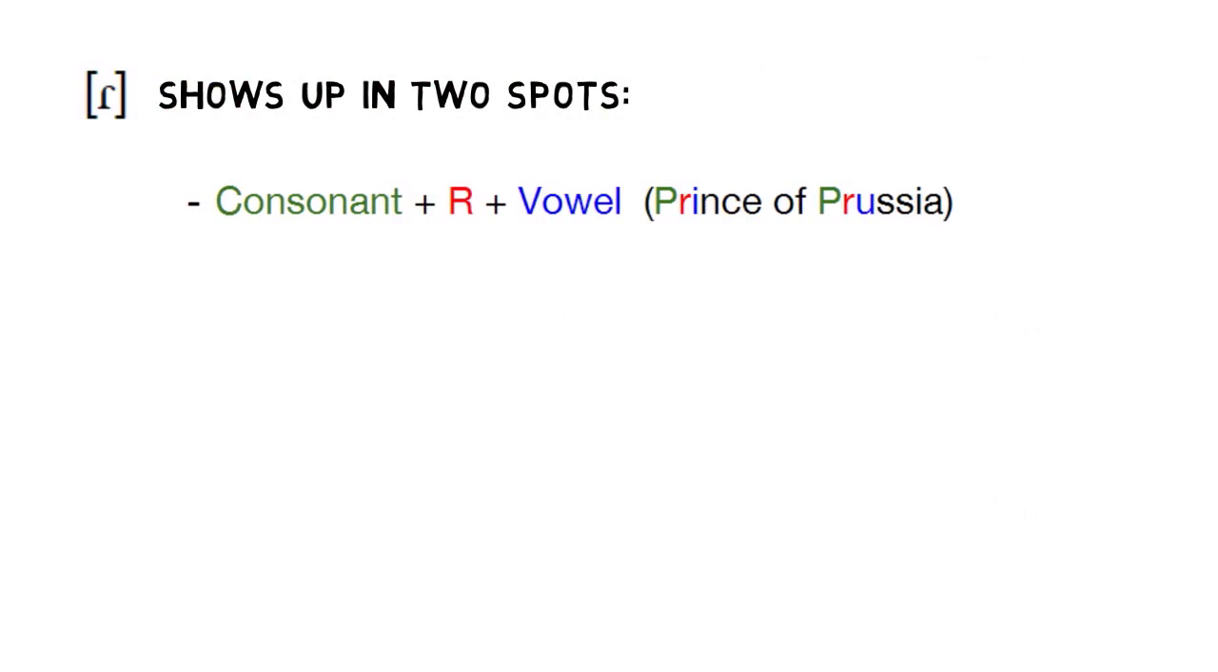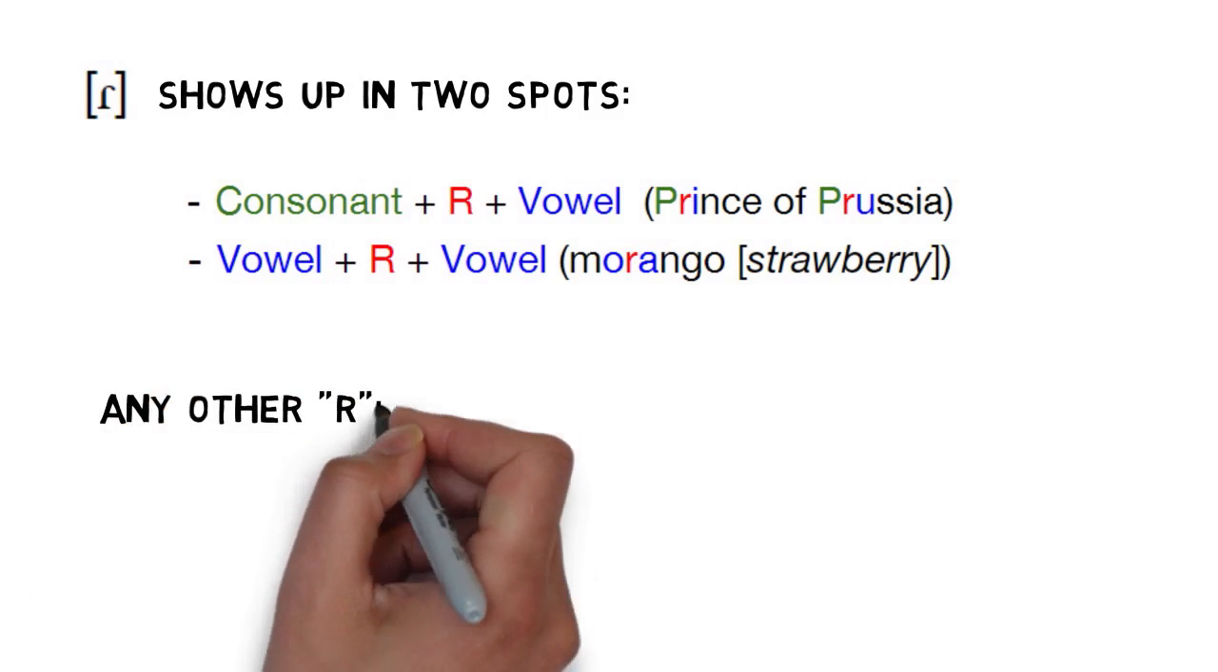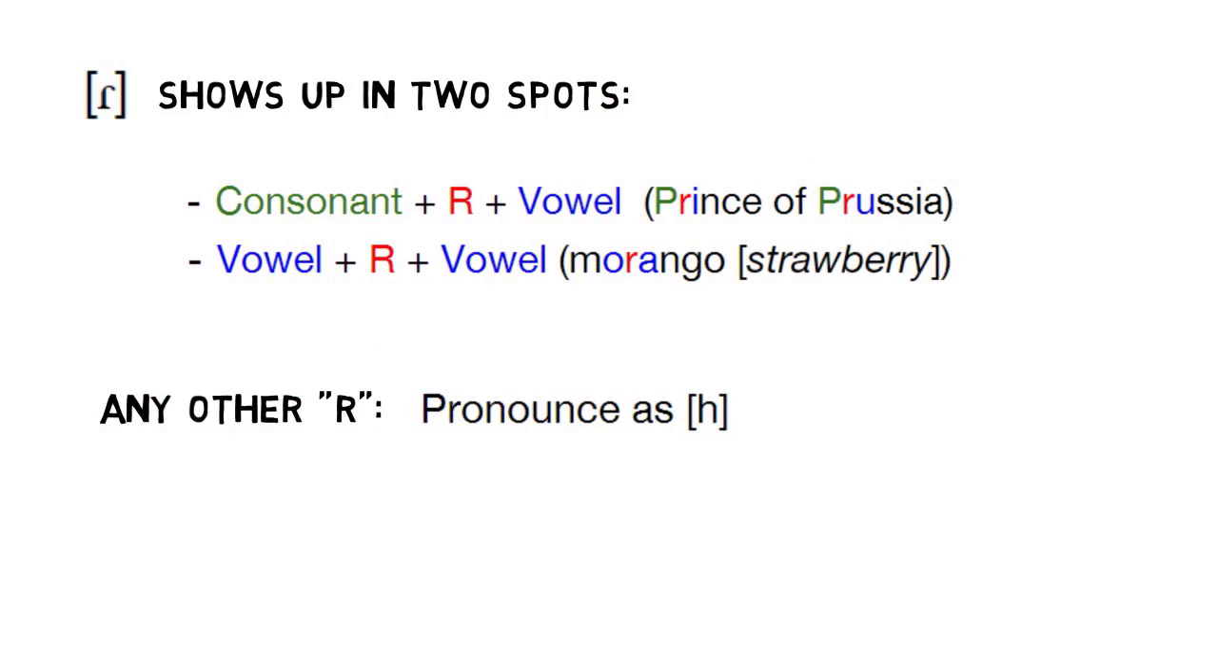In Portuguese, this sound only exists when the letter R is preceded by a consonant and followed by a vowel, as in Prince of Prussia. Or between two vowels, as in morango. Any other times you see an R in a word, it'll be pronounced as an H, like we found earlier. So that's all for R.